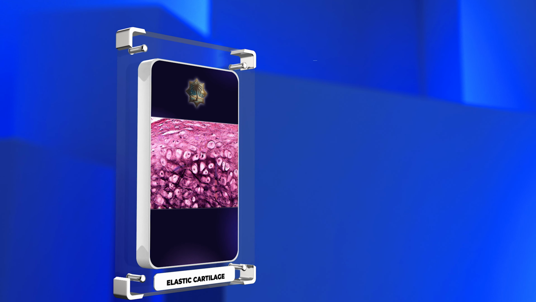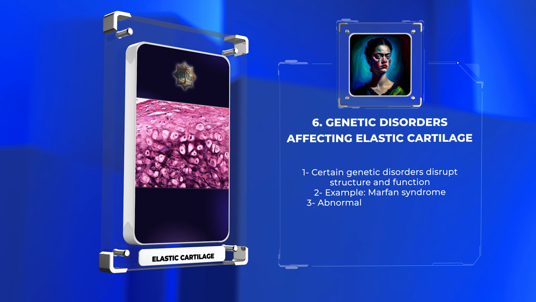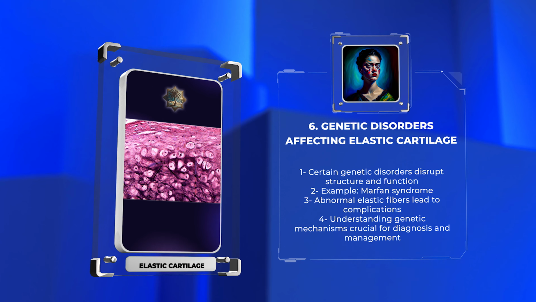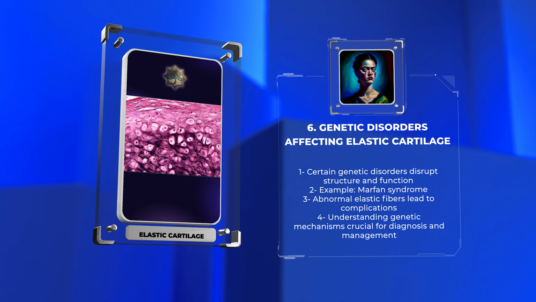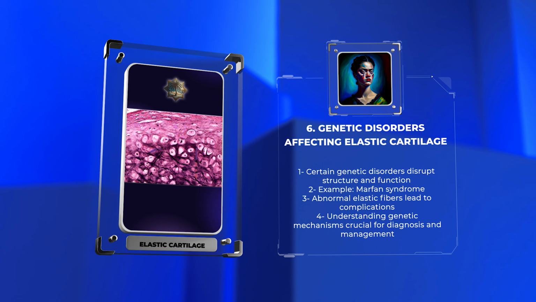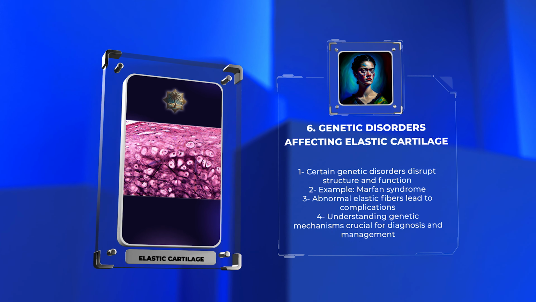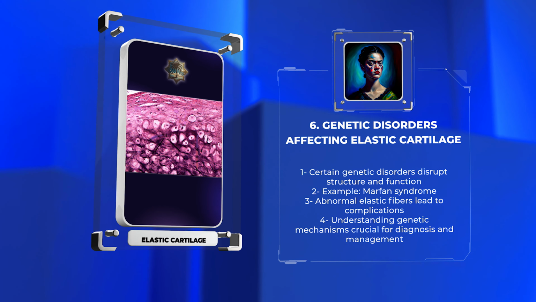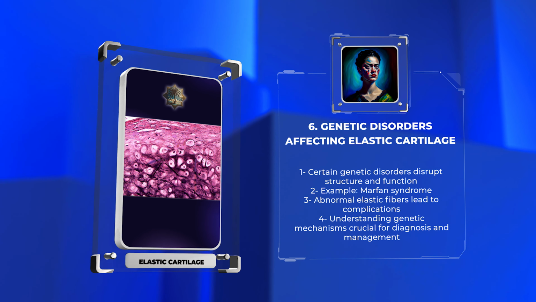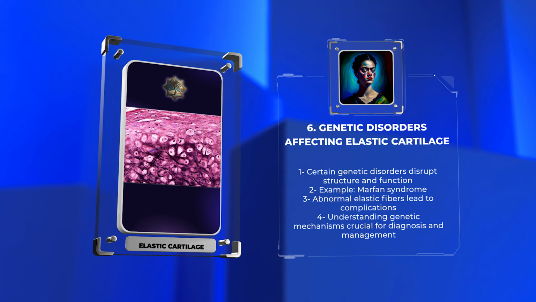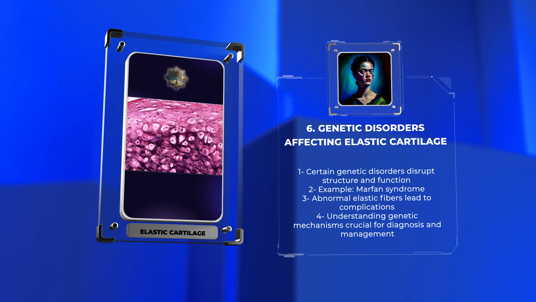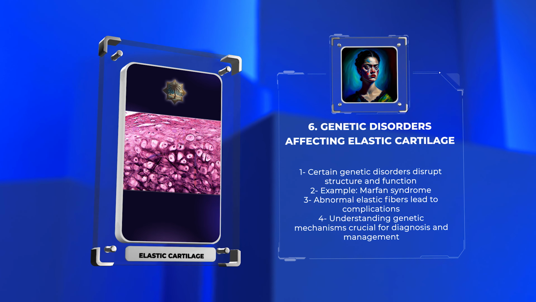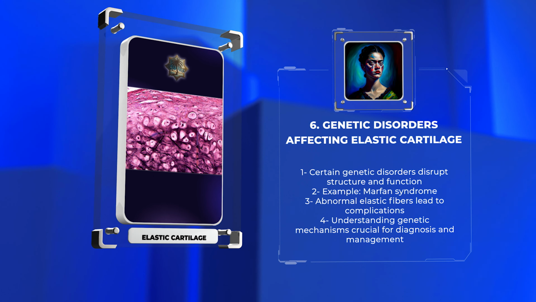Certain genetic disorders can disrupt the normal structure and function of elastic cartilage. One well-known example is Marfan syndrome, which is caused by mutations in the fibrillin-1 gene. Individuals with Marfan syndrome exhibit abnormal elastic fibers, leading to skeletal abnormalities, cardiovascular complications, and ocular defects. Other genetic disorders affecting the synthesis or assembly of elastic fibers can result in similar manifestations. Understanding the underlying genetic mechanisms behind these disorders is crucial for diagnosis, management, and potential therapeutic interventions.